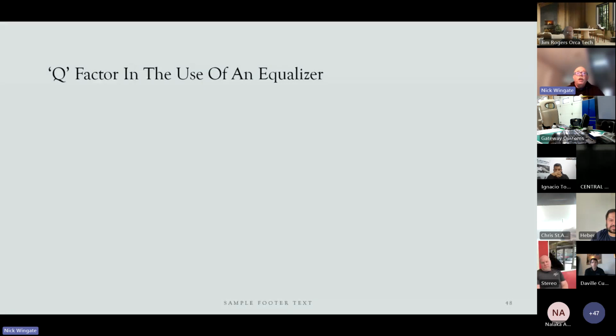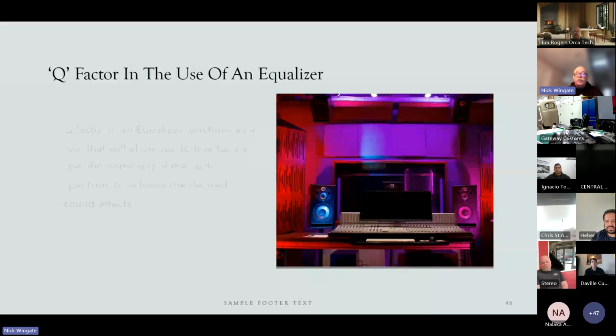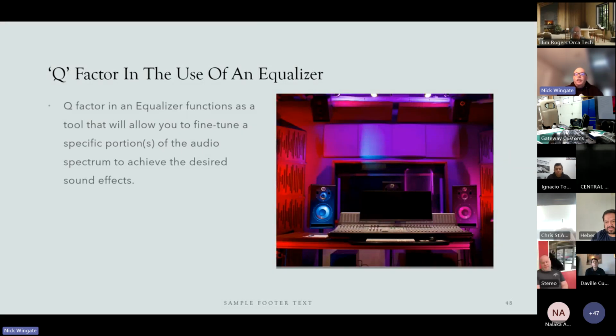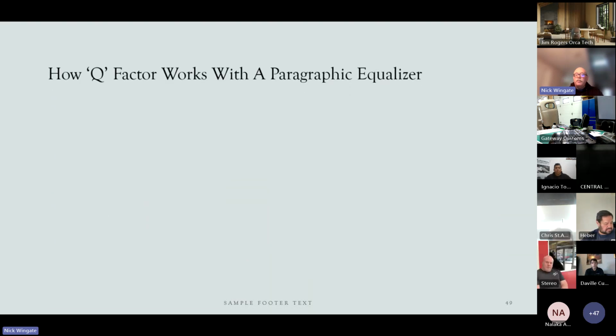So, Q factor in the use of an equalizer. This is about the same thing, but the Q in an equalizer is one of the best tools that we have, and it allows you to fine-tune a specific portion of the spectrum to achieve the desired sound effects. You can narrow it or you can widen it depending on how much energy we need to work with, and we need to focus on a certain specific area within the frequency response range.